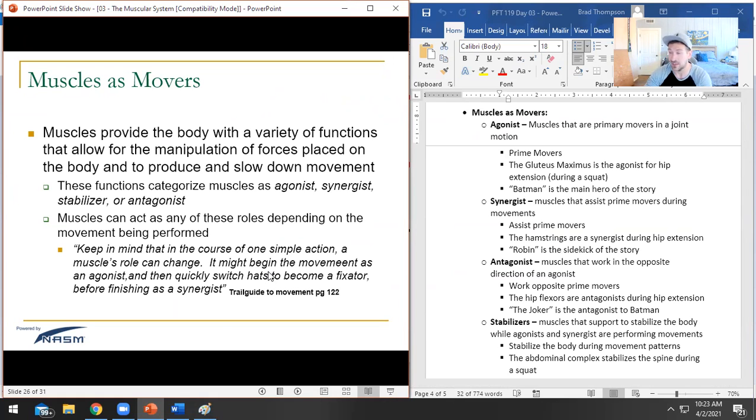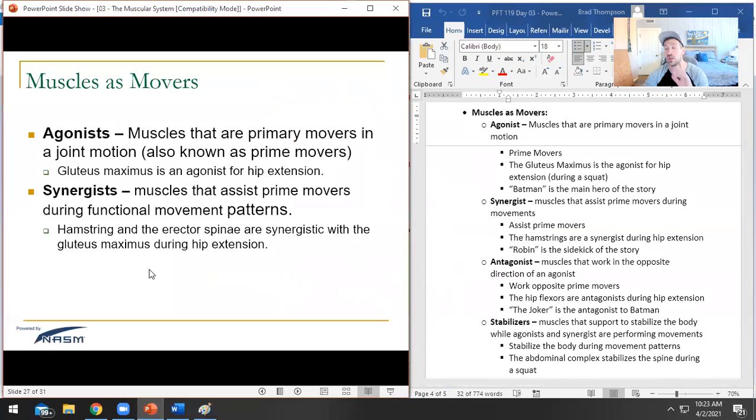It might start the movement as the agonist, the main muscle that does all the work. But then it hands that job off to another muscle, and suddenly it's a synergist. So every muscle in your body can be an agonist, an antagonist, a synergist, or a stabilizer, and we'll talk about those in a minute. It's not like my pec is always an agonist. That's not how we're going to label muscles. We're just referring to which muscles are agonists during which particular movements.